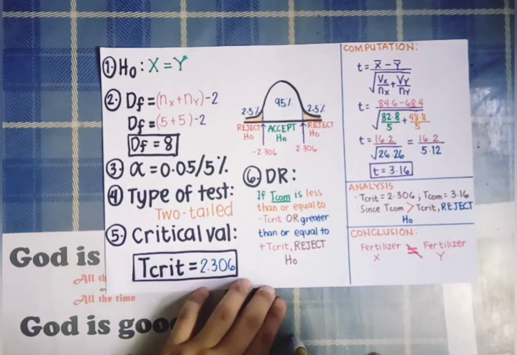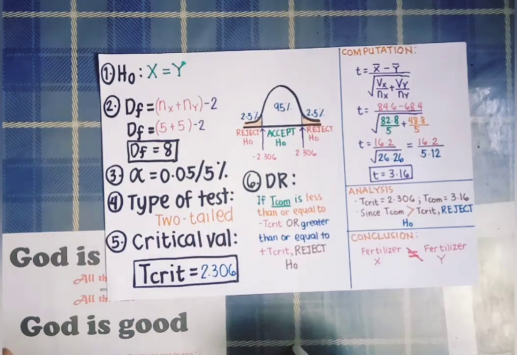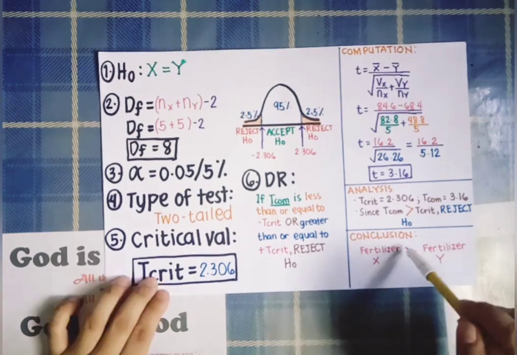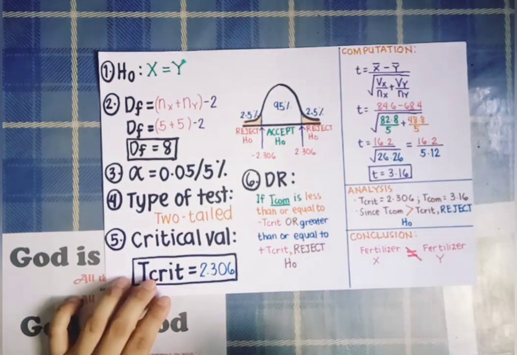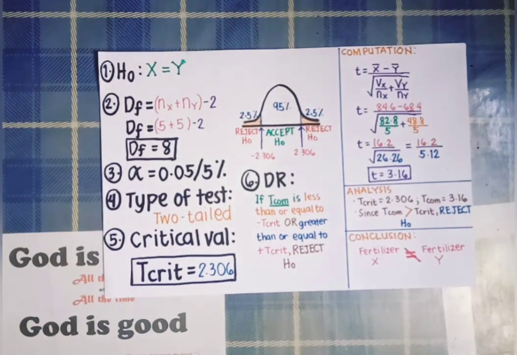What will be now our conclusion here? Our conclusion here is that there is a significant difference between fertilizer X and fertilizer Y, or fertilizer X is not equal to fertilizer Y. So that's how we can actually use the independent samples t-test in finding the significant difference between two different sets of data that came from independent samples.